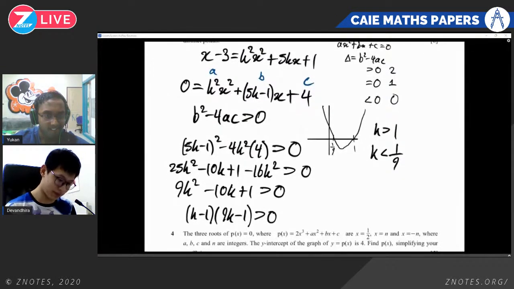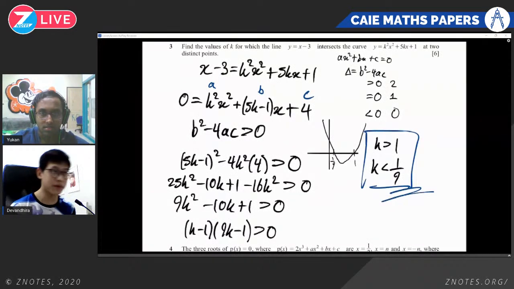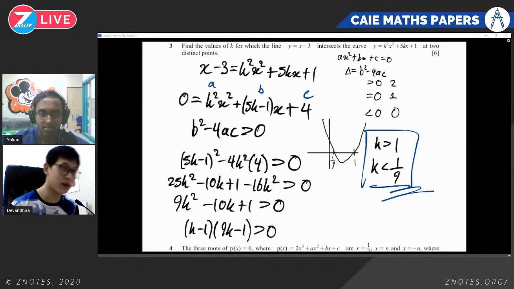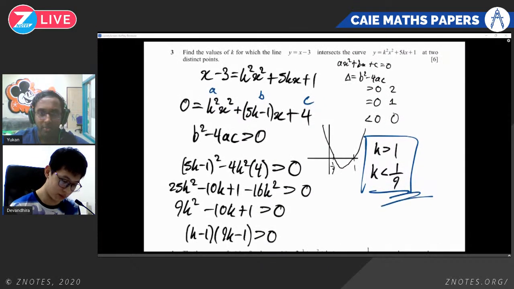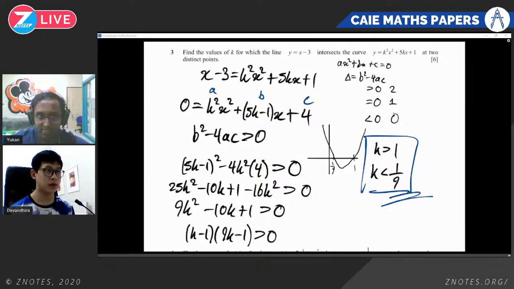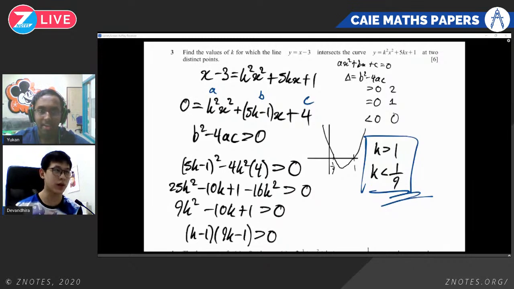And are we done? Yeah, that's all, because we're told to only find the values of k, and we found it. Some people might be a bit confused as to why we got ranges. They just asked for the values of k. If they asked for distinct values of k, you're supposed to find when k equals something. But in this case, we're supposed to get ranges. Exactly. Also, the discriminant only works for quadratic functions, only when it's x squared. Once it's x cubed, you're out.